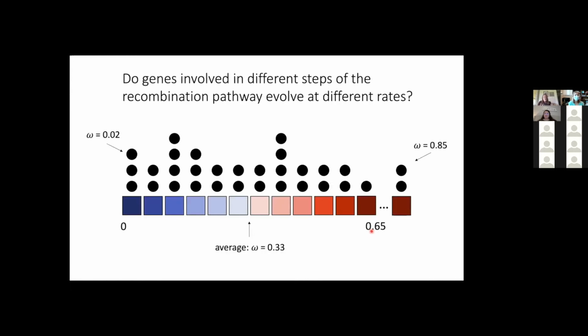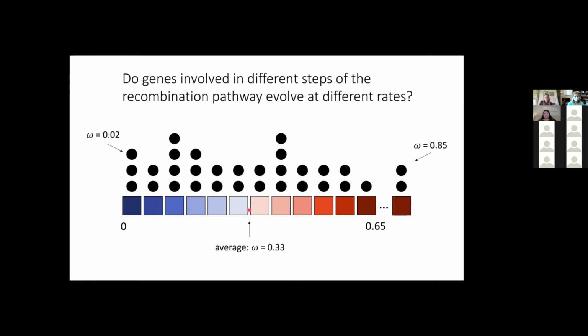Then we also wanted to take this variation in evolutionary rate and map it onto that pathway, and ask whether different steps of the pathway, or genes that regulate different parts of that recombination pathway, evolve faster than other genes. This is just another way of representing variation in evolutionary rate in recombination genes, and I've color-coded it here.